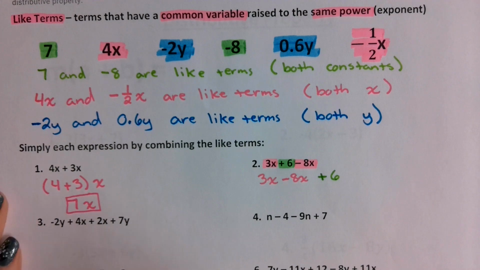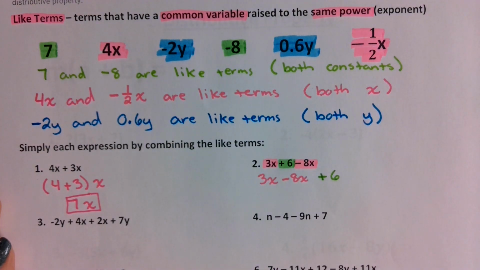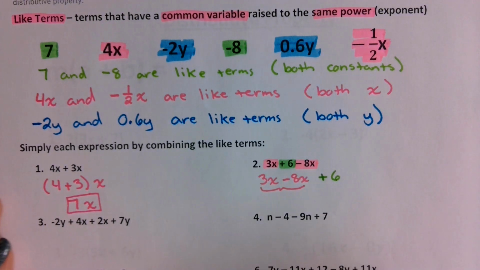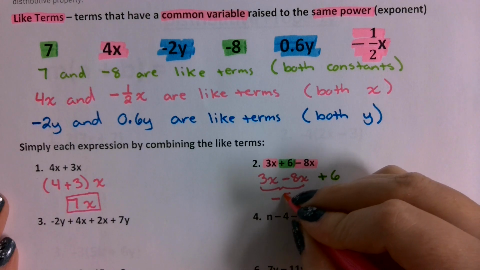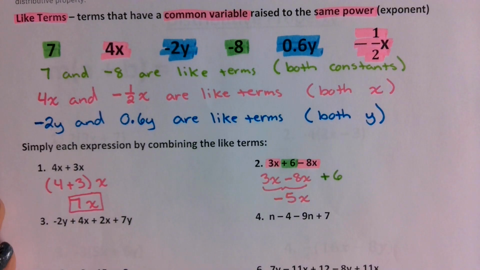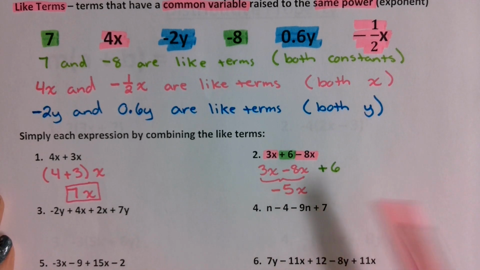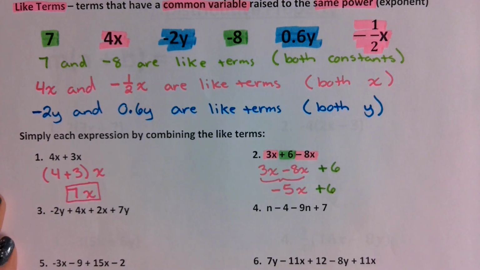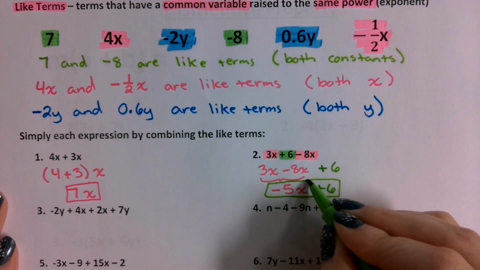Then I combine what I can. I can do 3x minus 8x. I'm technically just doing 3 minus the 8 and then keeping the x with it. What's 3x minus 8x going to give me? Negative 5x. You've got to know the difference between your positives and your negatives. So we get a negative 5x, and then that plus 6 just comes straight down. And there's our final answer: negative 5x plus 6.